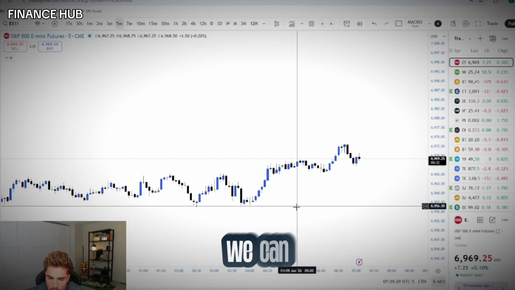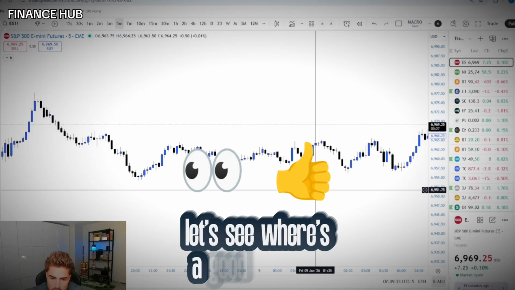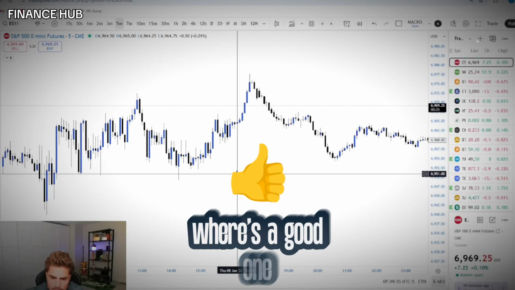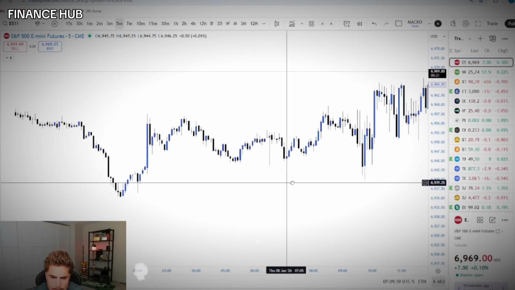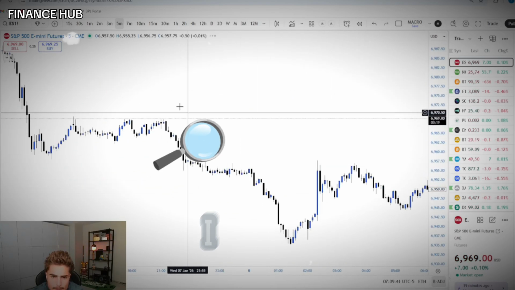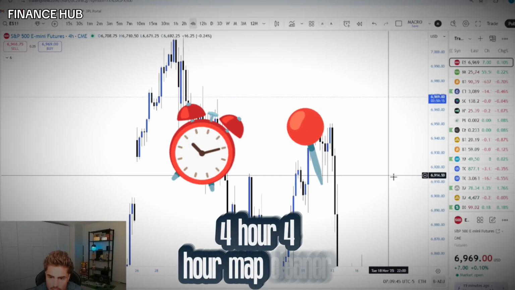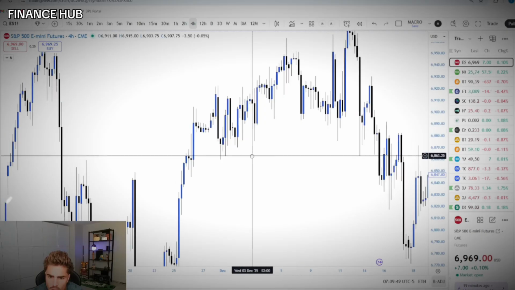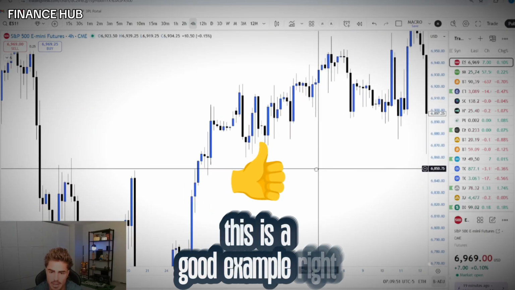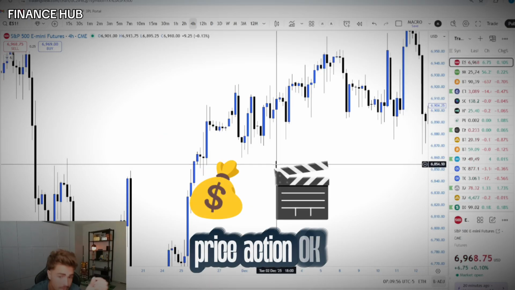Let's see, where's a good one? I want to find a good one. Maybe we can go on the 4 hour, make it cleaner. This is a good example right here. Boom, let's look at this 4 hour price action, okay?